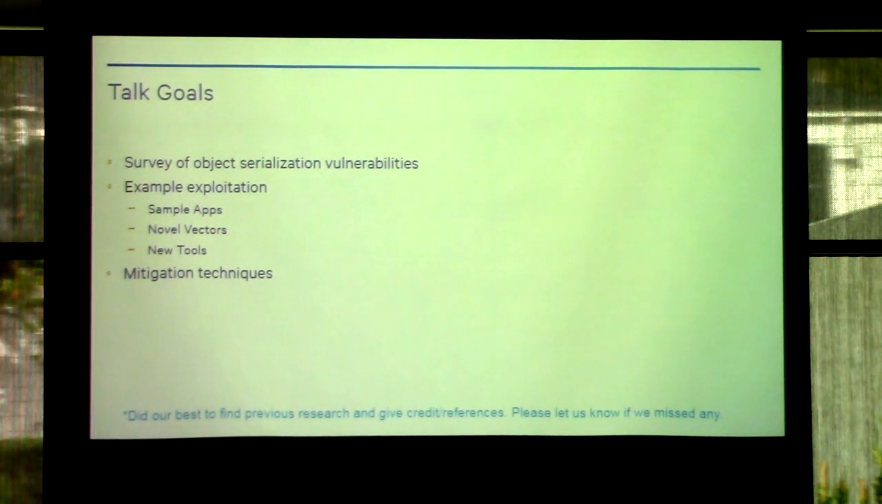All right, so we're going to talk today about a kind of survey of object serialization vulnerabilities with some example exploitation scenarios. We have some sample apps, some interesting vectors, and some new tools. All this stuff will be up on GitHub or Bitbucket after this. And then we'll also end with mitigation techniques, of course.